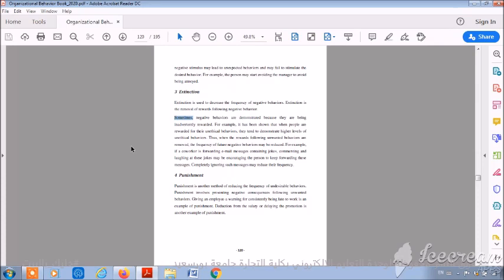Punishment is another method of reducing the frequency of undesirable behaviors. Punishment involves presenting negative consequences following unwanted behaviors. Giving an employee a warning for consistently being late to work is an example of punishment. Deduction from the salary or delaying the promotion is another example of punishment.